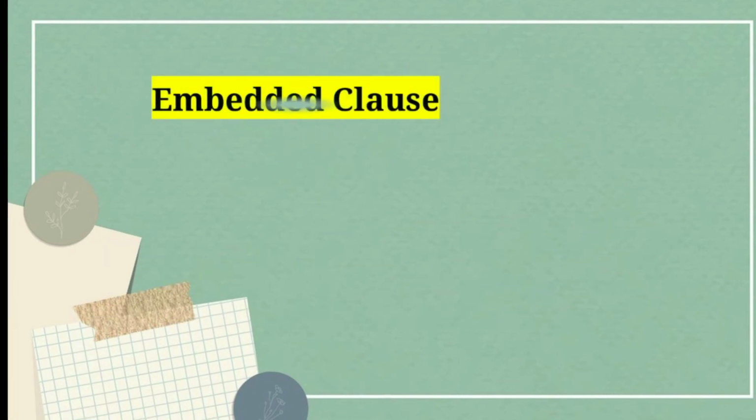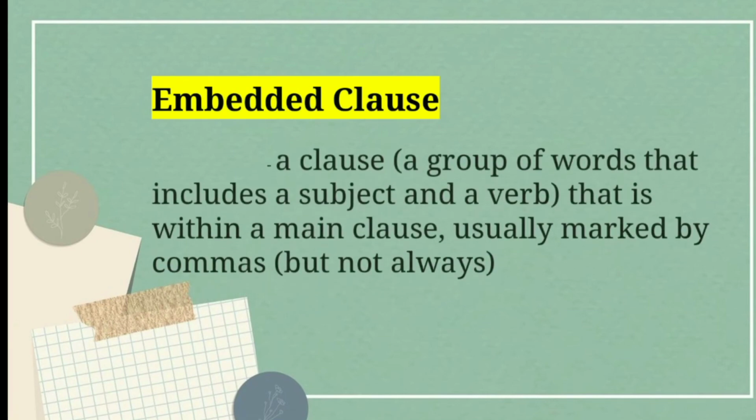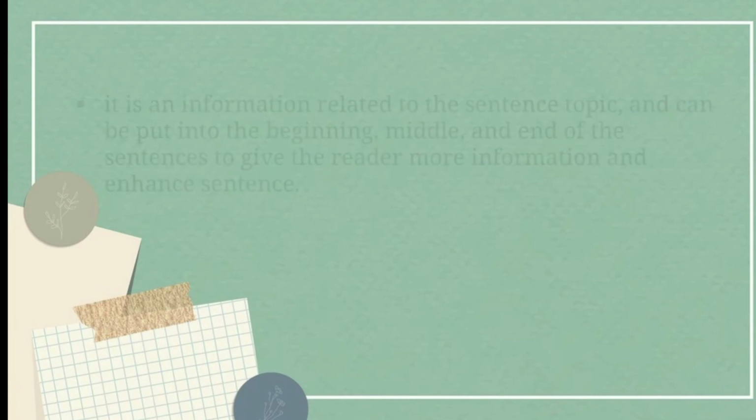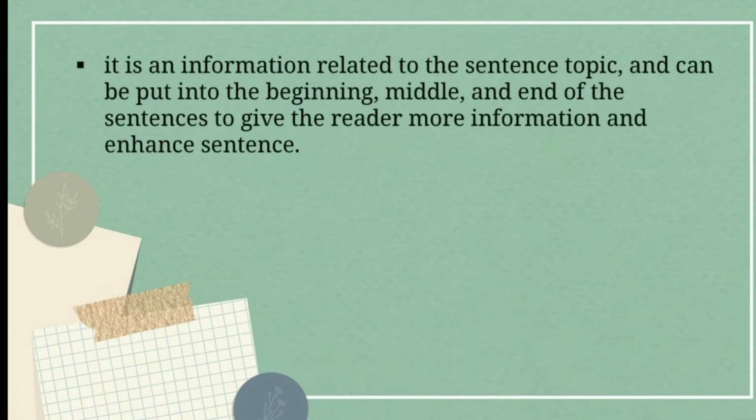Now we have embedded clause. It is a clause or a group of words that includes a subject and a verb that is within a main clause, usually marked by commas, but not always. It is information related to the sentence topic and can be put into the beginning, middle, and end of the sentences to give the reader more information and enhance the sentence.